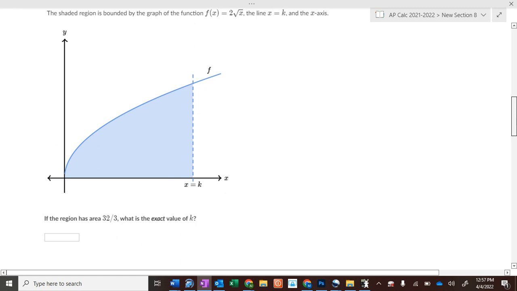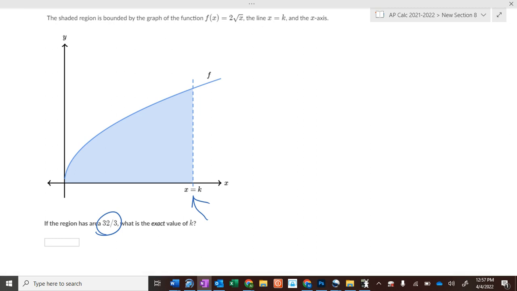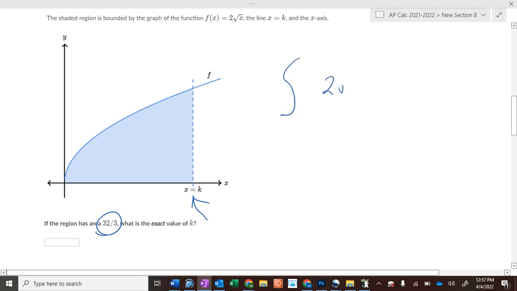All right. Now, this one's a little more complicated, so you kind of want to pay attention to this one. We already know what the area of the region is. We've got to figure out what k is, so we have to work backwards. All right, so this is the integral of 2 square root of x from 0 to k, and it's going to be equal to 32 thirds.